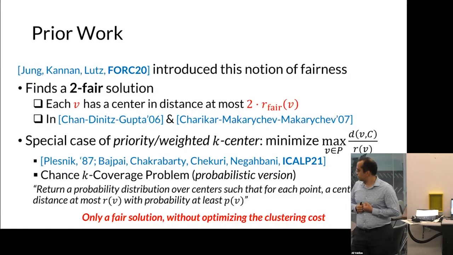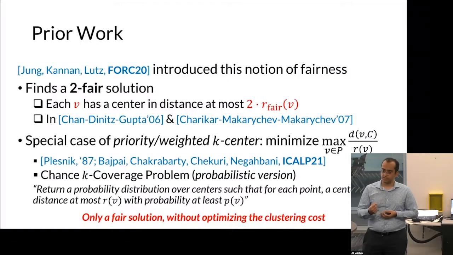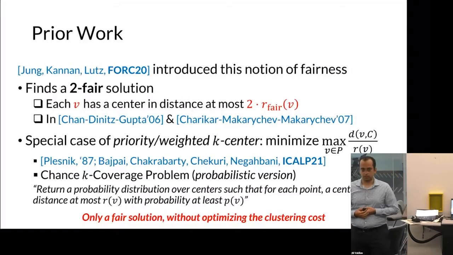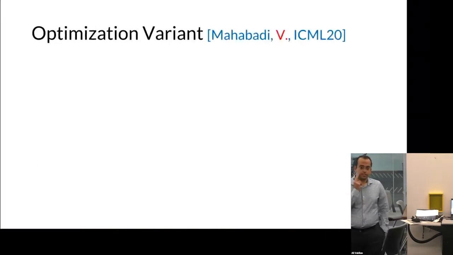So our motivation for this work was to see if we can look at the optimization variant of the problem. We want to come up with a fair clustering that minimizes some global objective, like k-median, k-means, or in general the LP norm. This is what we consider.